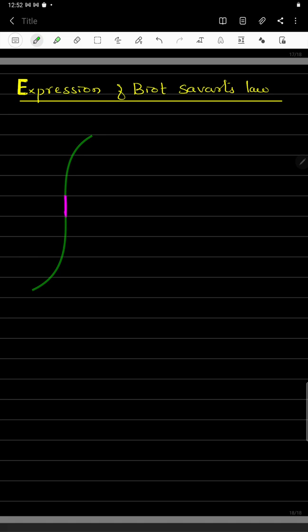Expression of Biot-Savart's law. Here, to derive this expression, we require a current carrying conductor. So this is the current carrying conductor I have taken. And a very interesting thing is that for Biot-Savart's law, any shape, for example a circle, a complete loop of a square, a triangle, or any shape of wire, you can use to find the magnetic field here.